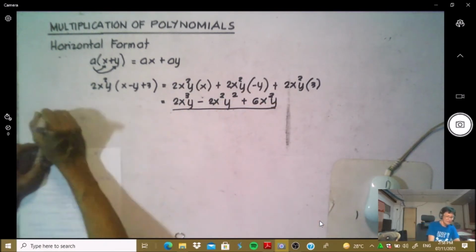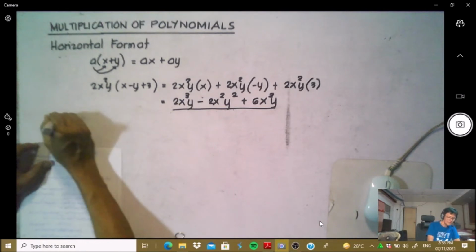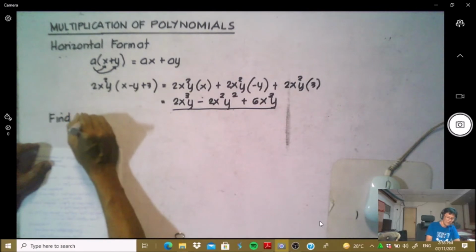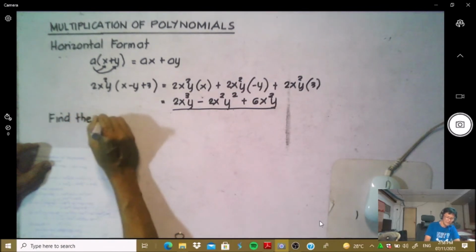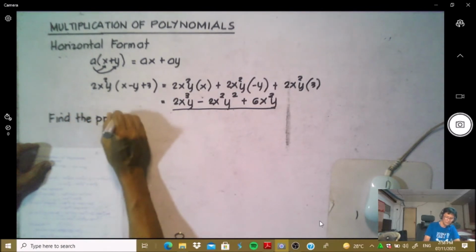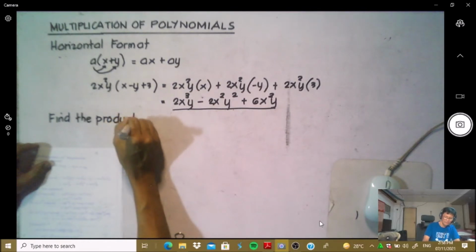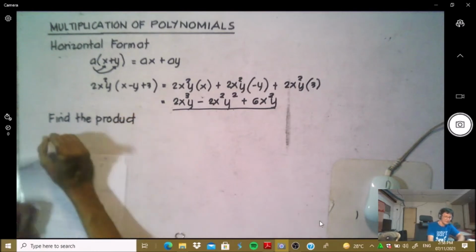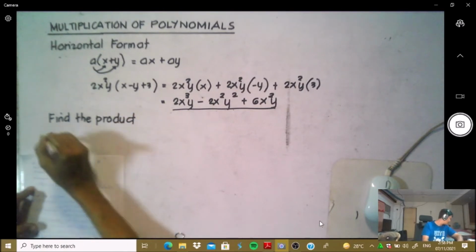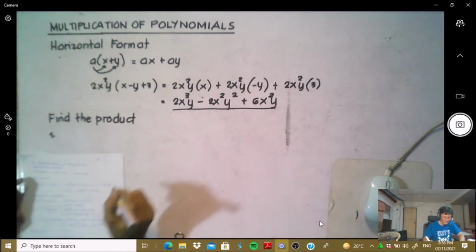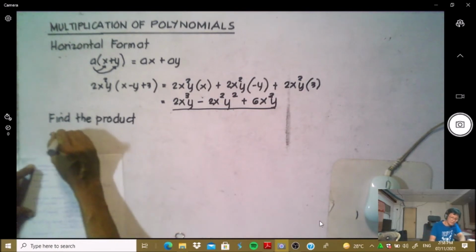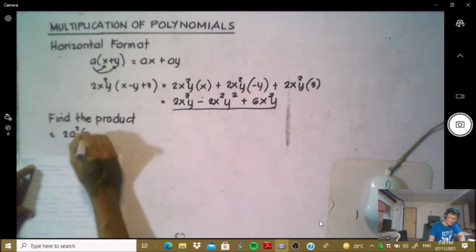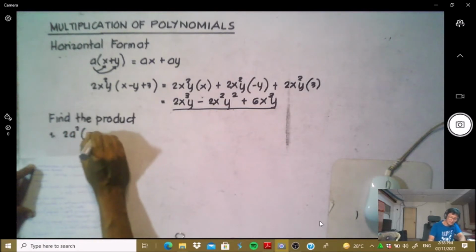So we have now exercises. Find the product of the following. For number 1, we have 2a squared multiplied by 5a plus 3b.